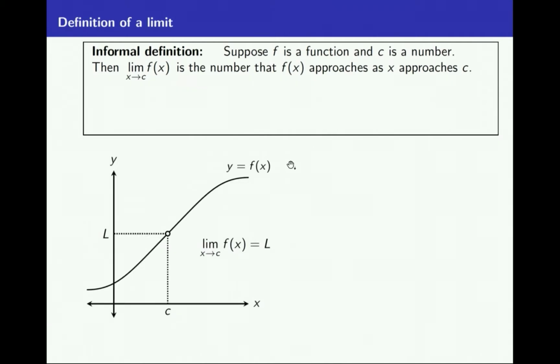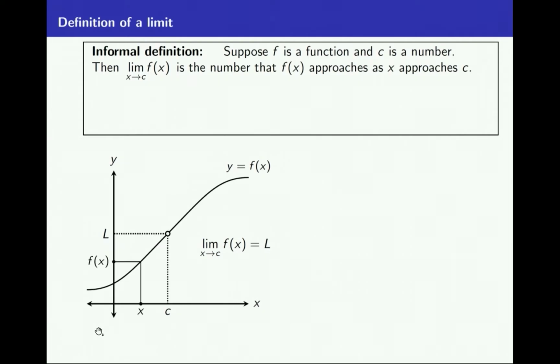We can draw a picture of that as follows. Here's the graph of f of x, and here is a number c. Now it so happens that for this particular function, f of c is not defined. There's a hole in the graph, which is actually pretty typical in limits. But that hole occurs at a y-coordinate of L. And in this picture, you can see that as x approaches c, f of x approaches the number L, which means, according to our definition, the limit as x approaches c of f of x equals L.